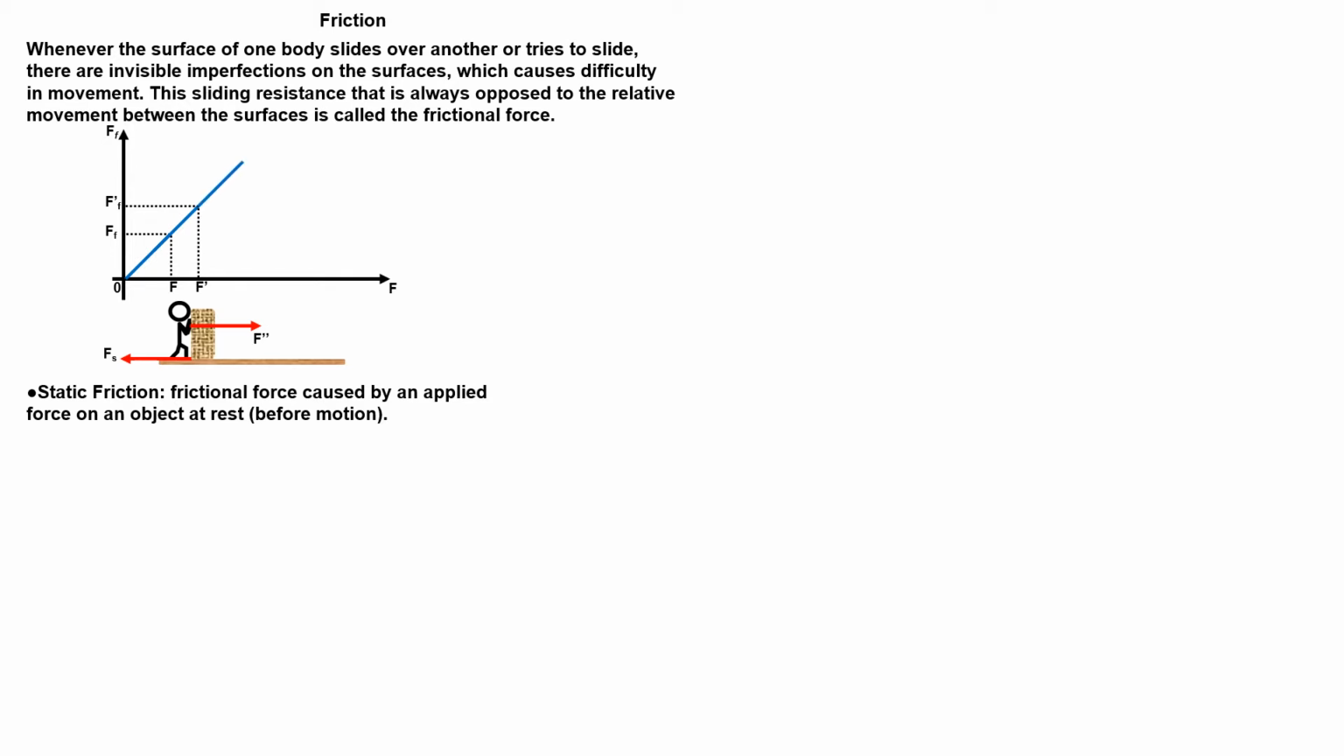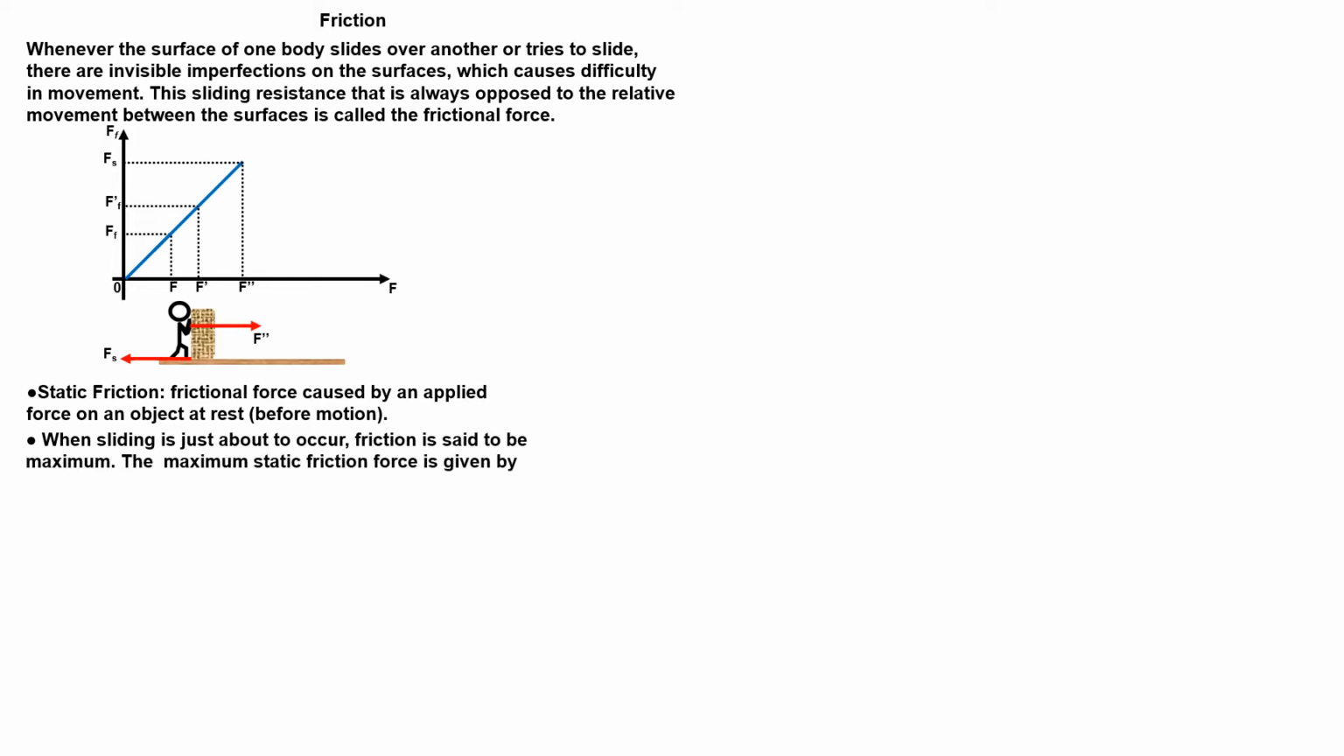At some point, however, F becomes greater than the maximum friction force that the surface can exert. The block then breaks loose and starts to slide. When sliding is just about to occur, friction is said to be maximum. The maximum static friction force is given by the formula F_s = μ_s N, where F_s is the frictional force, N is the normal force, and μ_s is the coefficient of static friction.